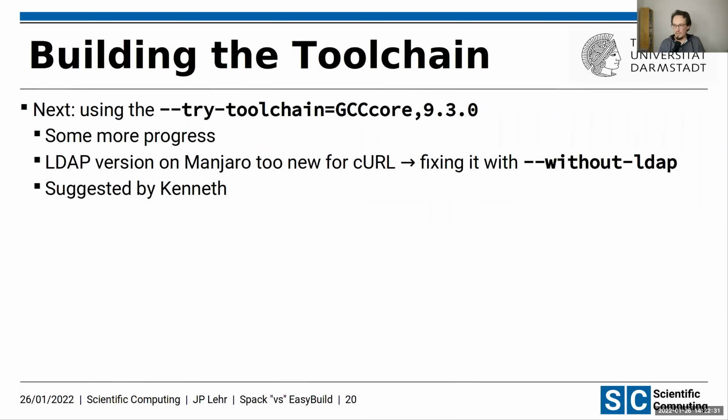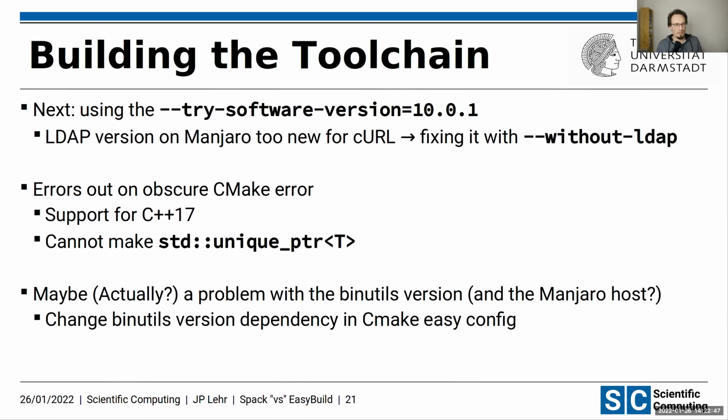But again, we had some issues compiling LLVM with this GCC version. And I also think it was a CMake error that we got. So we then said, okay, let's do it the other way around. So we try software version 10.0.1 with an available GCC config for LLVM. The same LDAP problem occurred, so we fixed that.